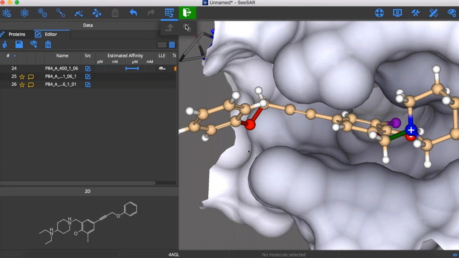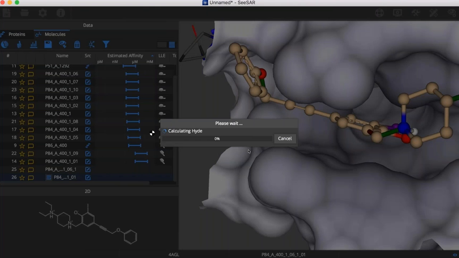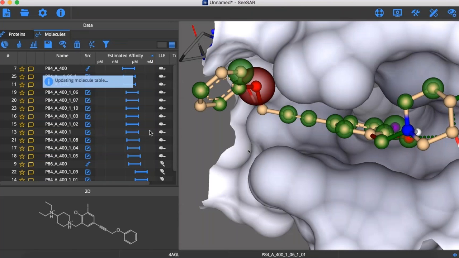I do a multiple common substructure docking again. This time only 2 placements were found. But as you can see, these are actually of good affinity. At least one of them is, if I remember correctly. So I'll move down to the bottom of the table.